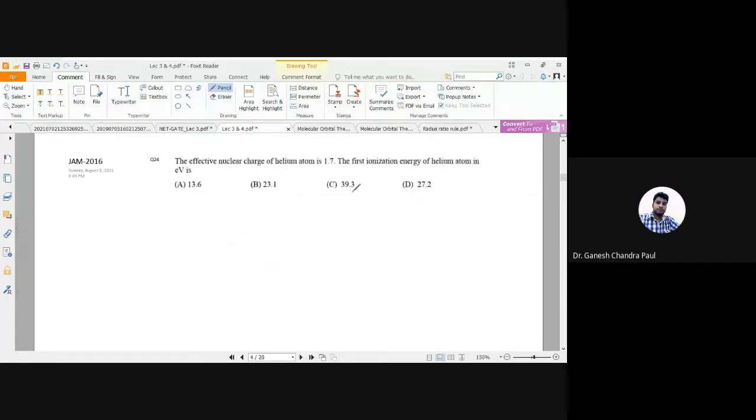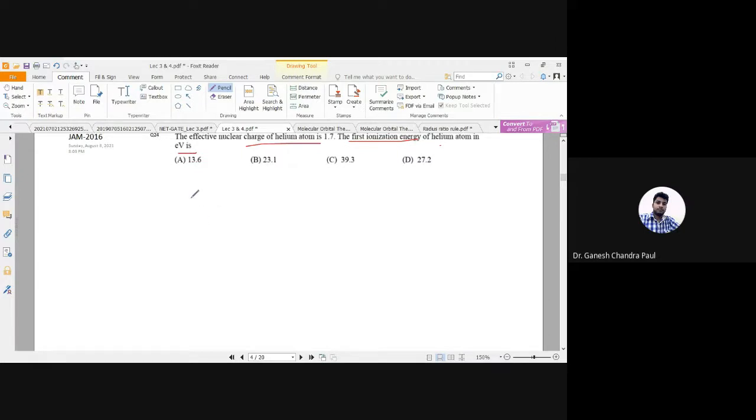Next question. The effective nuclear charge of the helium atom is given as 1.7. The first ionization energy of the helium atom is how much? If you remember the formula, ionization energy is the energy required to remove the outermost electron, right? That is 13.6 times effective nuclear charge squared divided by n squared. That is the formula in electron volts.